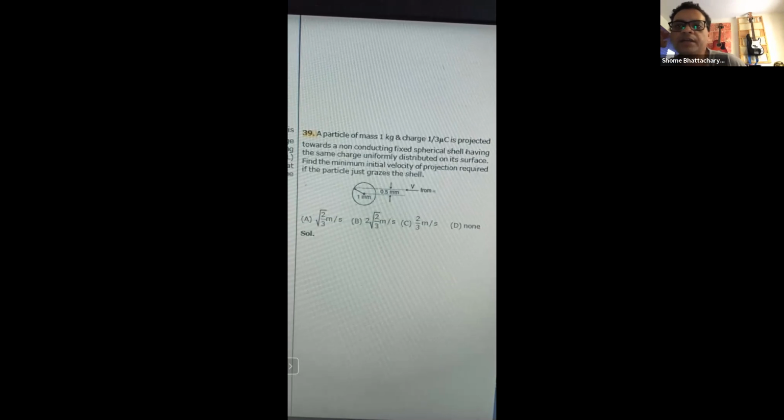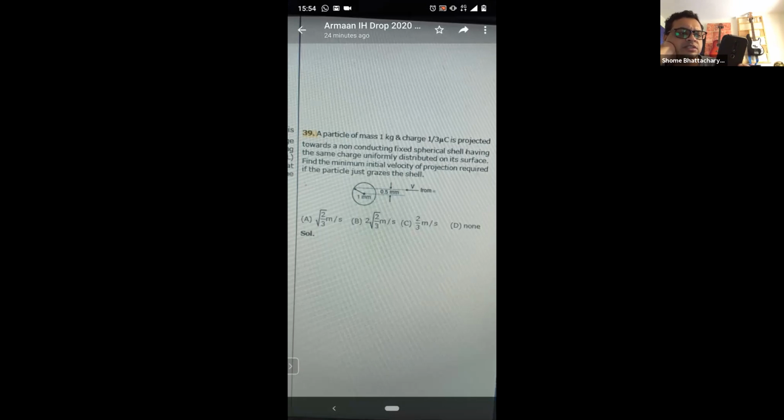So what is happening here is we have a particle of mass 1 kg and given charge 1/3 of a microcoulomb. It is projected towards a non-conducting fixed spherical shell having the same charge uniformly distributed on its surface. Find the minimum initial velocity of the projection required if the particle just grazes the shell.